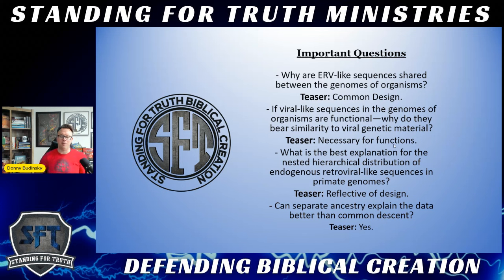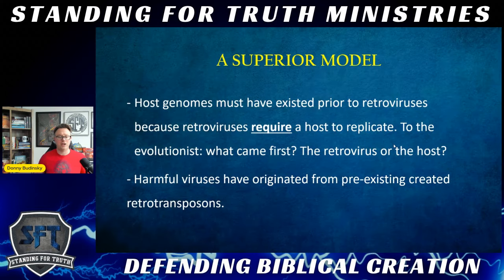Last question, can separate ancestry explain the data better than common descent? The answer to that question is yes. A superior model. Okay, firstly, guys, remember that ERVs are part of a family of retro elements. We went over this in part one of this talk. And what retro elements are, they are sequences that can move around the genome of the host by what's called reverse transcription. That's simply transcription in reverse.